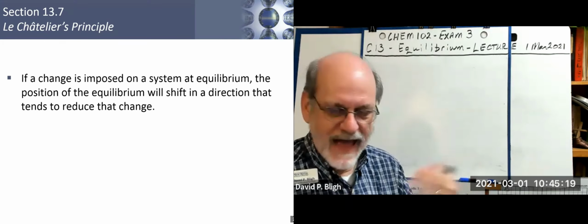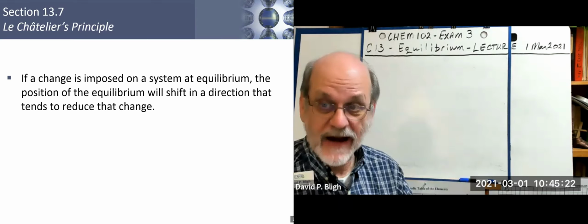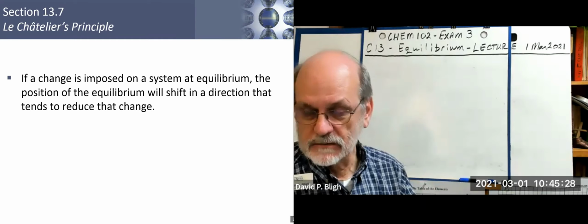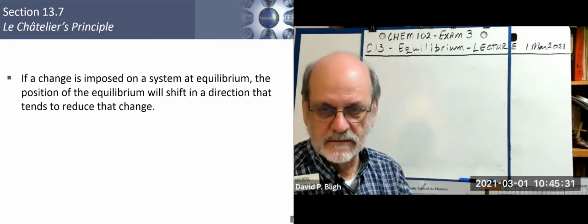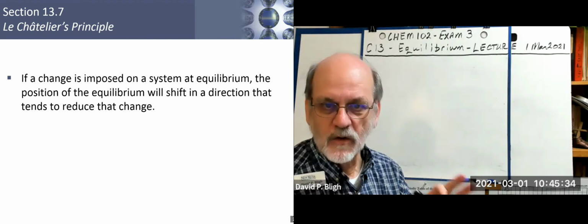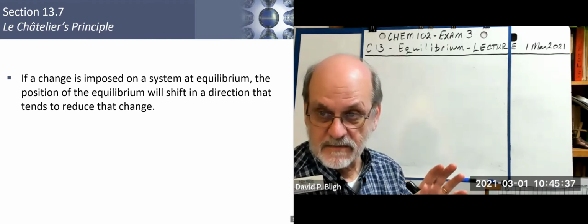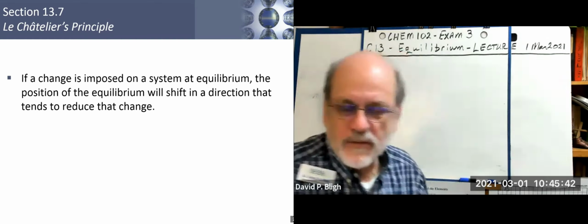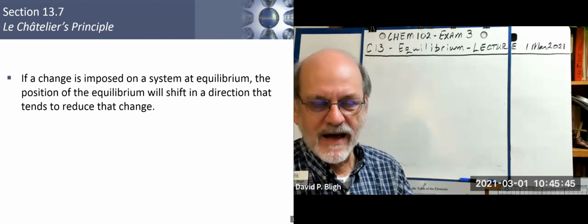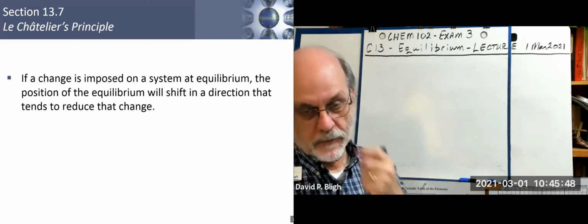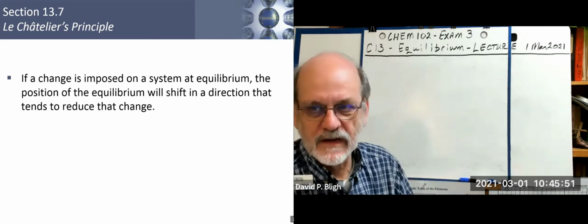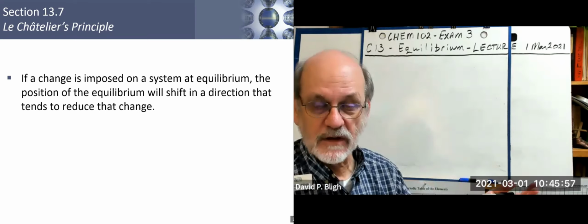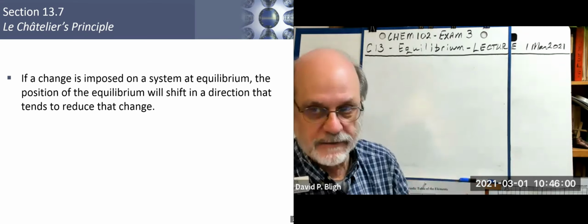Such as what? Adding a reactant, adding a product, subtracting a reactant, subtracting a product, changing temperature, changing volume. Anything that disturbs the reaction will be responded to by the system as though it's thinking. It's going to respond in such a way as to minimize or mitigate that disturbance, and it will reduce the change. So if you add something, it'll react in such a way as to use some of that up.